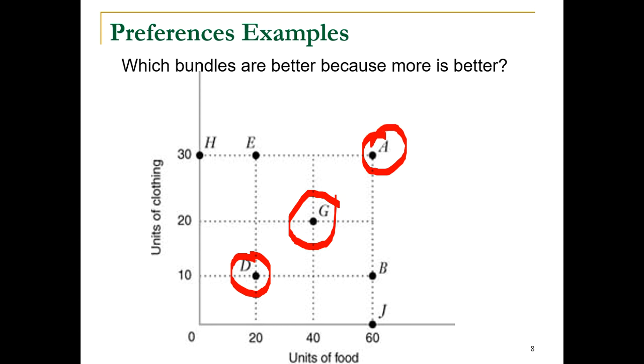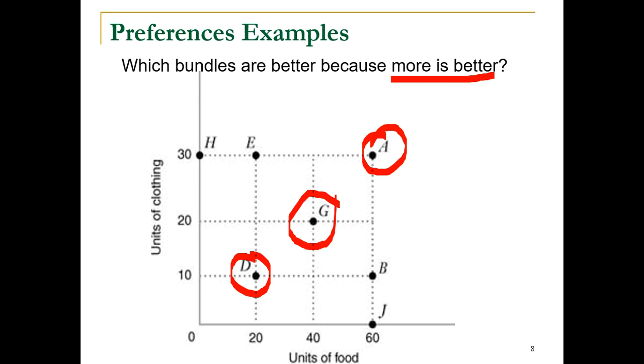Okay, so since more is better, it makes more economic sense to be consuming bundle A than G, D, H, E, or B. Why? Because, for instance, let's take bundle H. At bundle H, you only have 30 units of clothes, but more is preferred to less. Why should you only have clothes when you can move to bundle A, where you're going to have the 30 units of clothes and the 6 units of food?